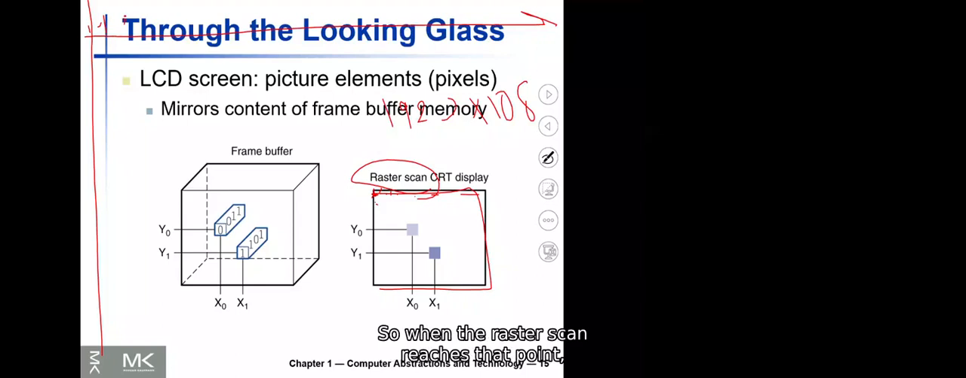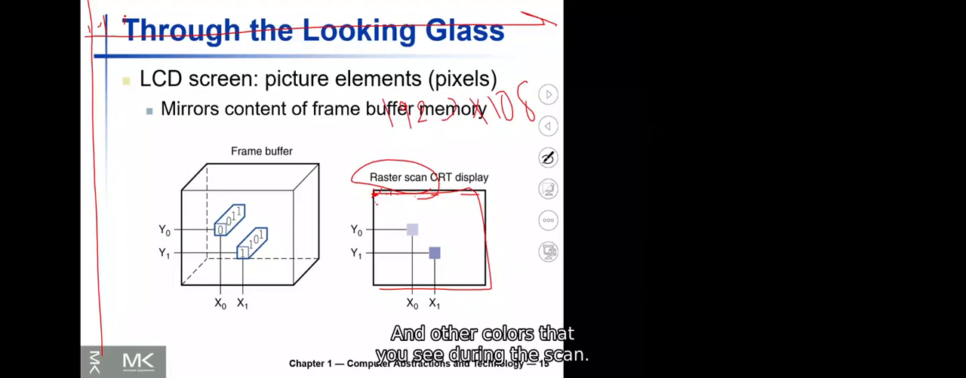So when the raster scan reaches that point, it will see that it should be blue. Then the transistors pass the light somehow so that we see it as blue. For example, it has three light sources, red, green, blue, and with the combination of R, G, and B, we see the color of that. For example, for blue, the red and green would be nothing, they don't pass, but the blue passes and then we see it's blue, and other colors that you see.